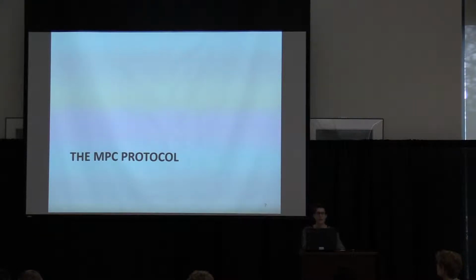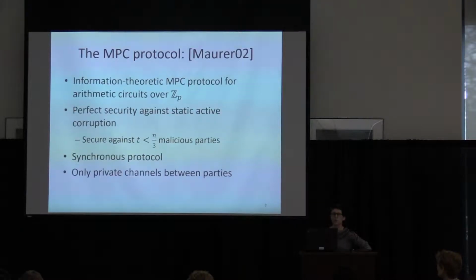The next question is, what MPC protocol should we consider? We chose this one because it is so simple. It is the simple MPC protocol, as some people call it, by Maurer from SCN 2002. It's an information theoretic MPC protocol for arithmetic circuits over the ring Z_p, so p doesn't need to be a prime. Arithmetic circuits means that we have addition and multiplication gates. The protocol is perfectly secure against static active corruptions of fewer than n over 3 parties. The protocol assumes a synchronous communication model, which means that we have assumptions on the scheduling of messages. It doesn't use broadcast channels explicitly, but you assume that there's a secure authenticated channel between each pair of parties.